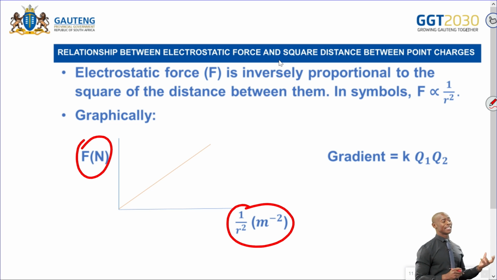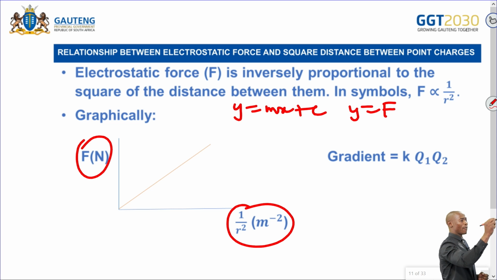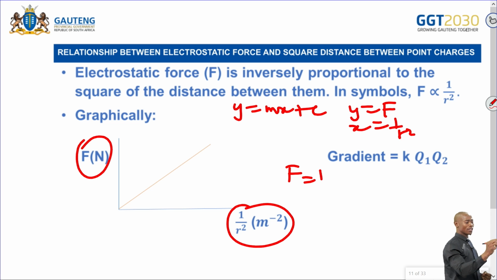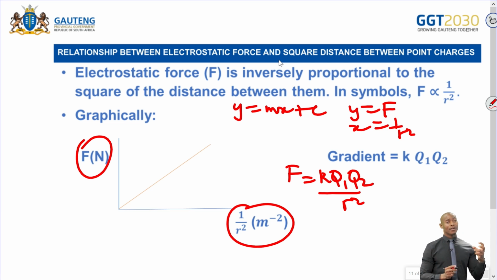Another thing we need to look at here is the physical quantity represented by the gradient. This is a straight line, so y equals mx plus c. Our y should be F, and our x should be 1 over R squared. The equation is F equals K Q1 Q2 over R squared. We manipulate this equation into the form y equals mx, making sure that our y is F and our x is 1 over R squared.